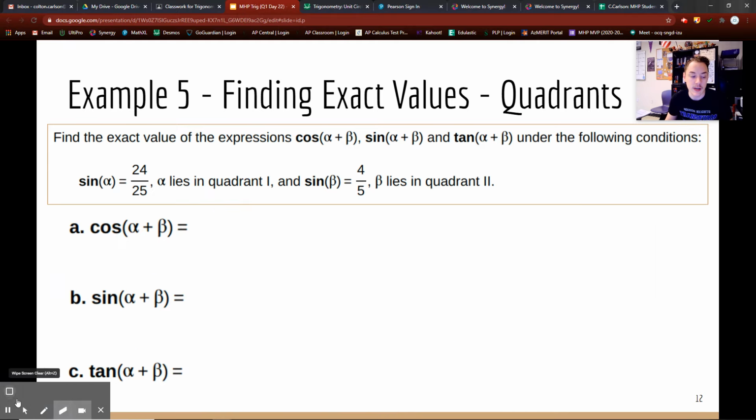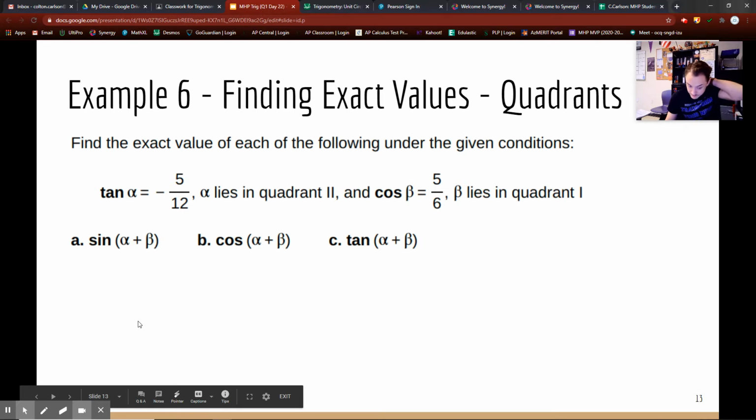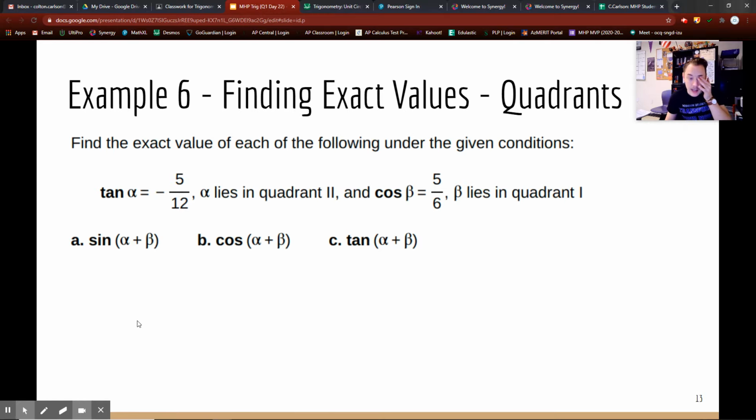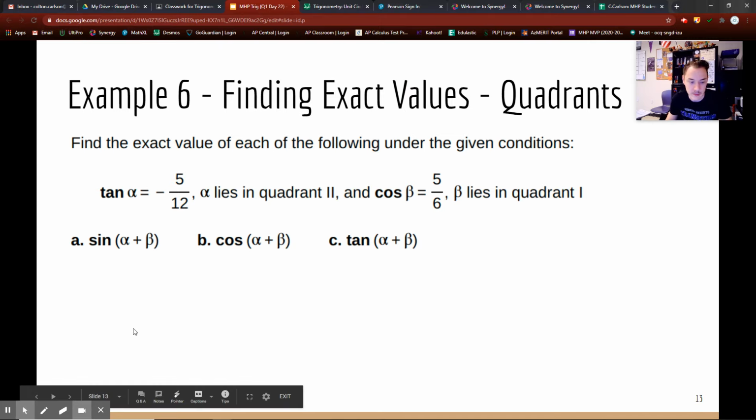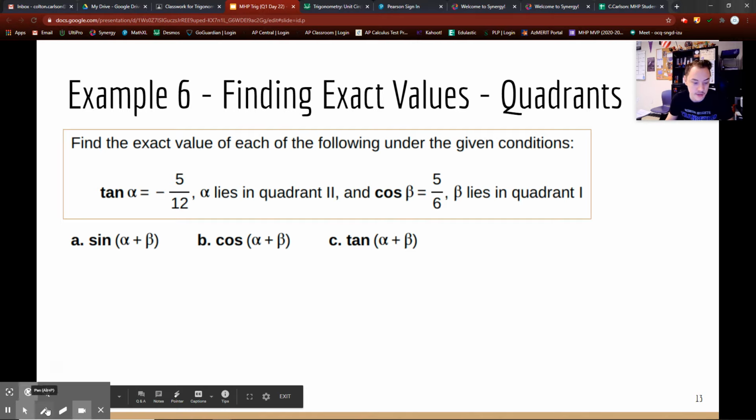Okay, so let's erase and let's get into the harder ones. Okay, very difficult ones. So this one right here. I want to find sine of alpha plus beta. I want to find cosine of alpha plus beta and then tangent of alpha plus beta. So I'm going to do each one by itself. I'm going to do sine first, and then I'm going to do cosine, and then I'm going to do tangent.